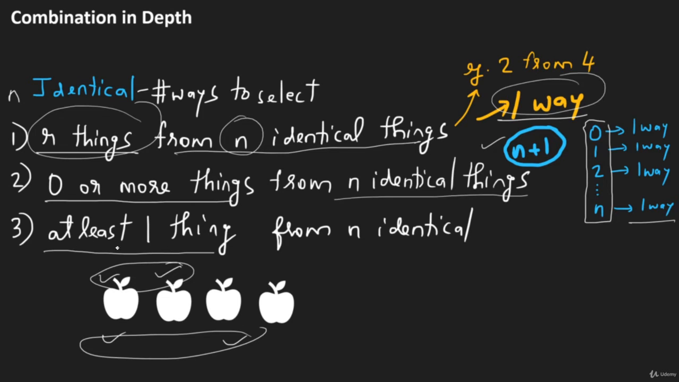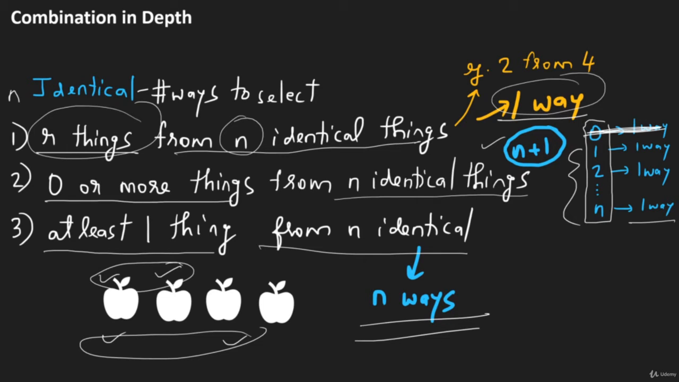And what about selecting at least one thing from n identical things? You can do this in n ways, right? Because only 0 is not considered. The others remain the same. That's 1 to n. That's n times you are adding 1. That's equal to n. So you can select at least one thing from n identical things in n ways.